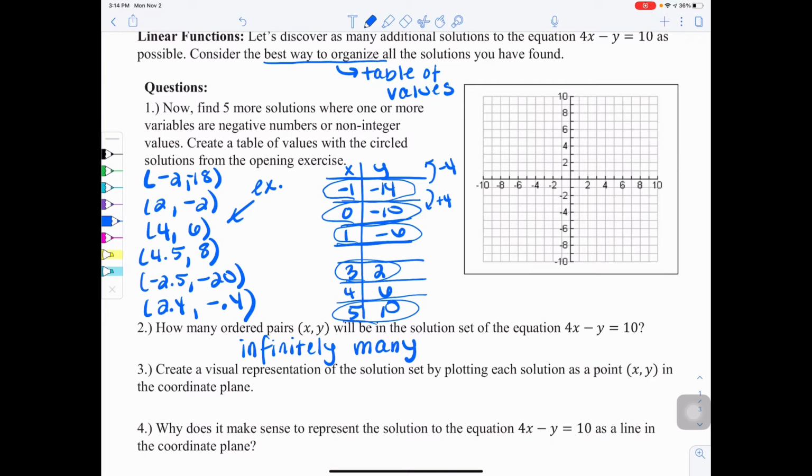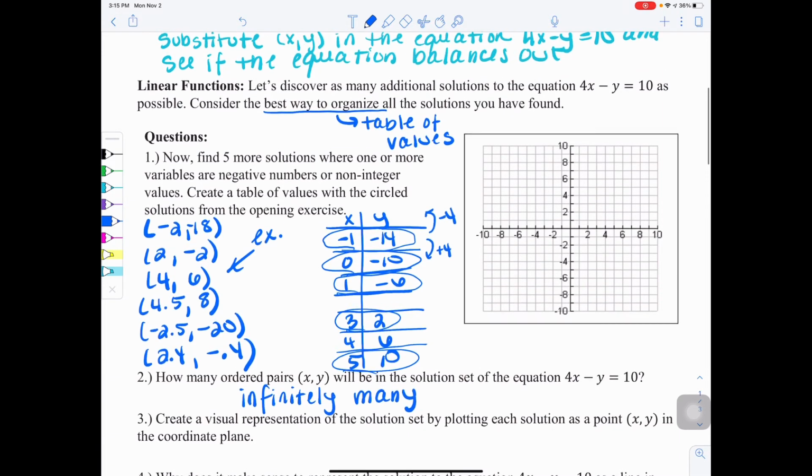Next, in number 3, it says create a visual representation of the solution set by plotting each solution as a point x, y in the coordinate plane. So we'll go up here and we will start plotting these out. Now, -1, -14 is not going to fit on this grid, and that's okay. We'll start with 0, -10, 1, -6. We know that after that was 2, -2, 3, 2.